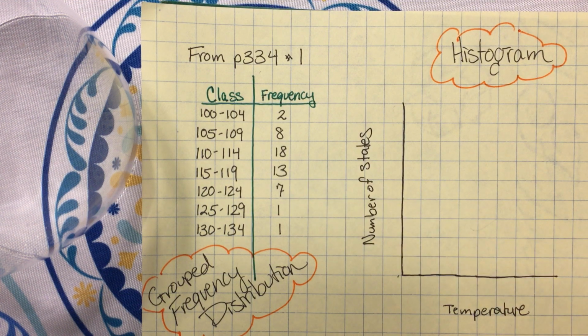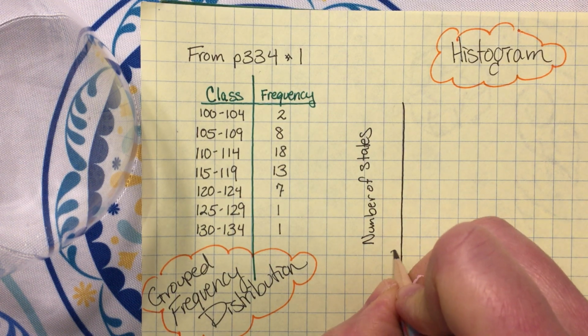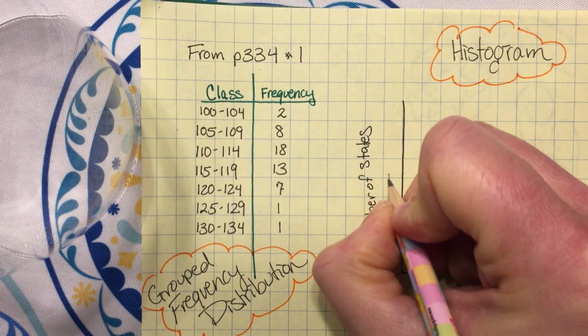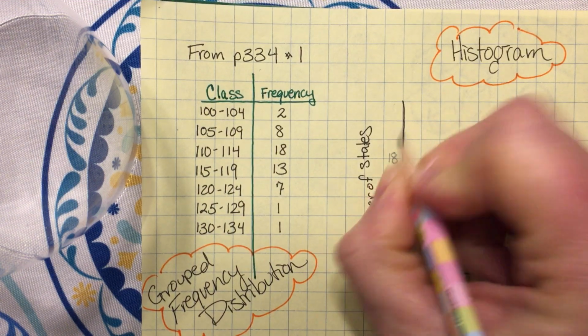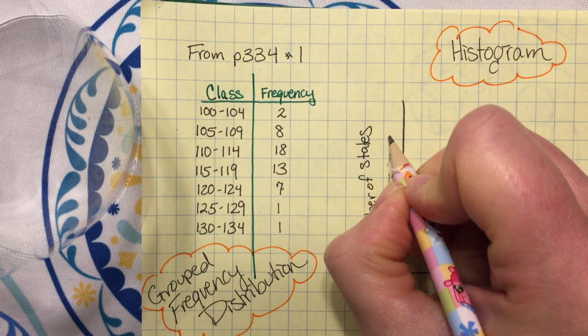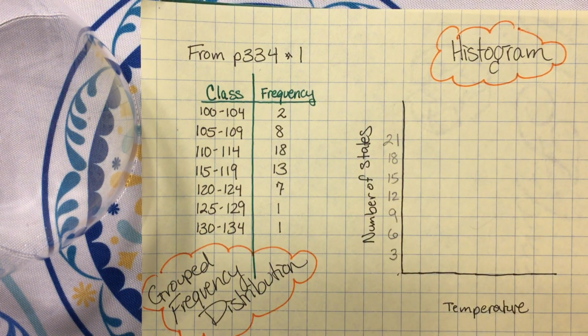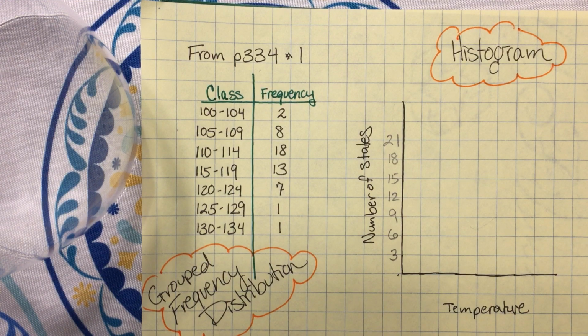We need to get up to 13. Let's count by threes. So 3, 6, 9, 12, 15, 18. Oh wait, we've got to get to 18. Well, great. I'm glad we count by threes.